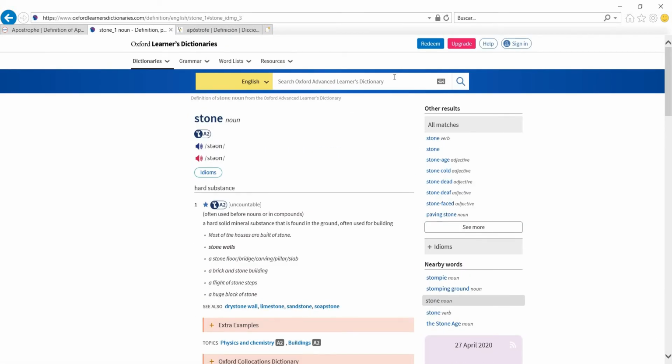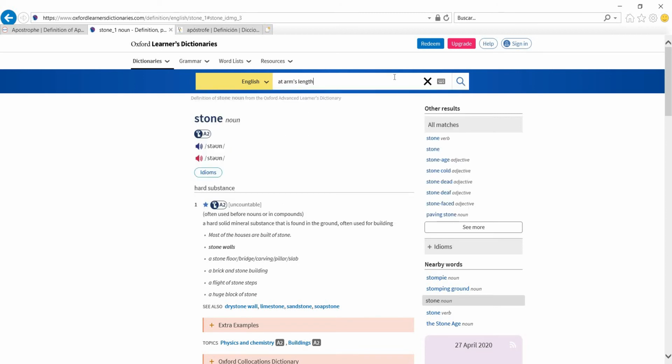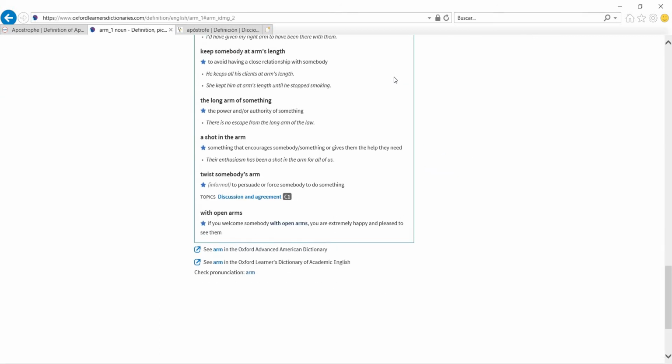And also we can have this at arm's length, right? To talk about something you want to keep away from you, right? Your clients at arm's length, or someone at arm's length, right? In this case, because it was smoking, but it could be something emotional too.